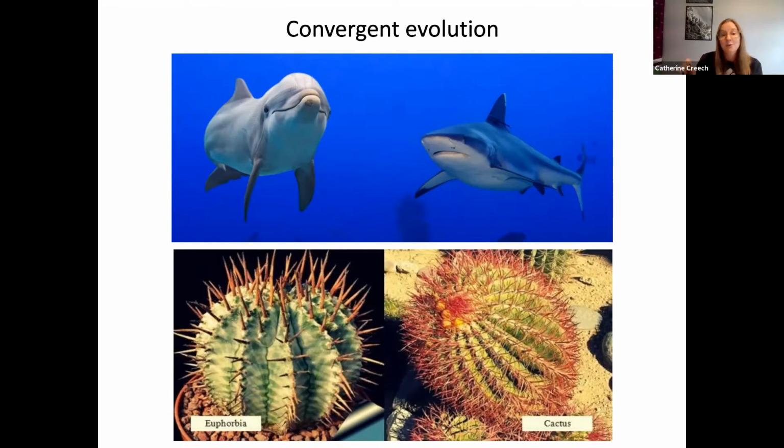On the bottom, you have a euphorb and a cactus. They both look like cactuses, except one's a euphorb, and they're not closely related, but they're both desert plants. So the little spikes on the euphorb and the cactus are actually modified leaves. Leaves are where your plant loses moisture. And so if you live in a really hot environment, really hot and dry like the desert, if you can reduce your leaf, if you can make it smaller, then you won't lose as much water and you can exist better. So both euphorbs and cactuses use the same body form, but they're not closely related.